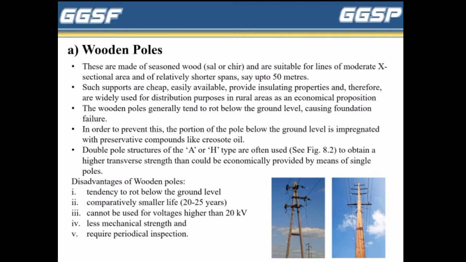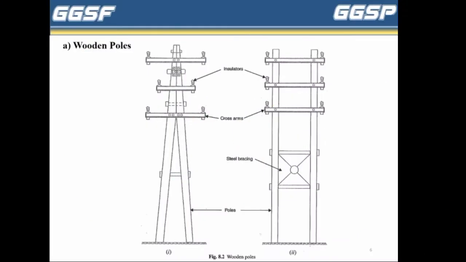Disadvantages of wooden poles: first, tendency to rot below the ground level. Second one is comparatively smaller lifespan, 20 to 25 years. Third one is cannot be used for voltages higher than 20 kV. Fourth one is less mechanical strength, and fifth one is require periodical inspection. This is the structure of a wooden pole.